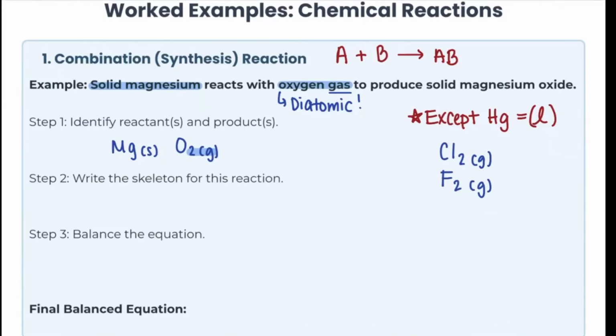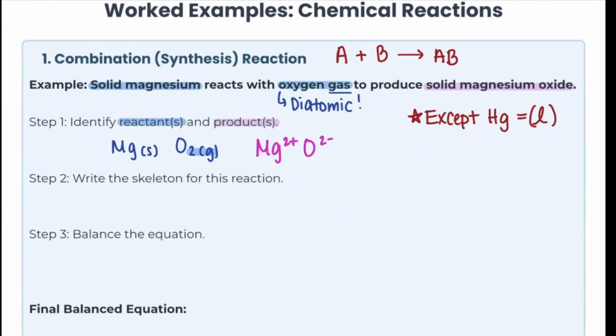Now let's write your product. The problem is saying that we're making solid magnesium oxide. Magnesium is in group 2 of the periodic table and will always bear a +2 charge. And oxygen will form a -2 charge. So when we cross the charges, they end up canceling each other out, giving us MgO.